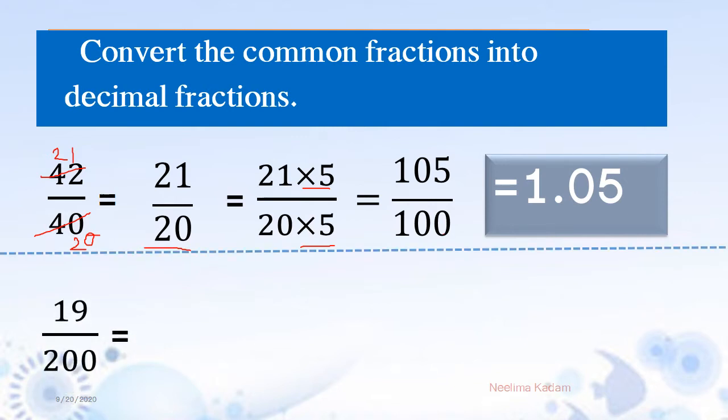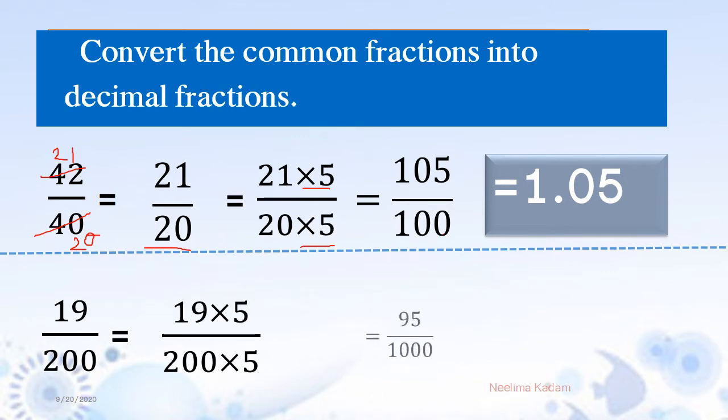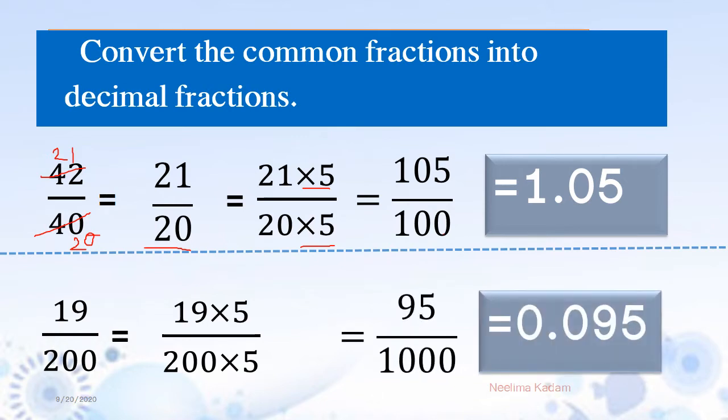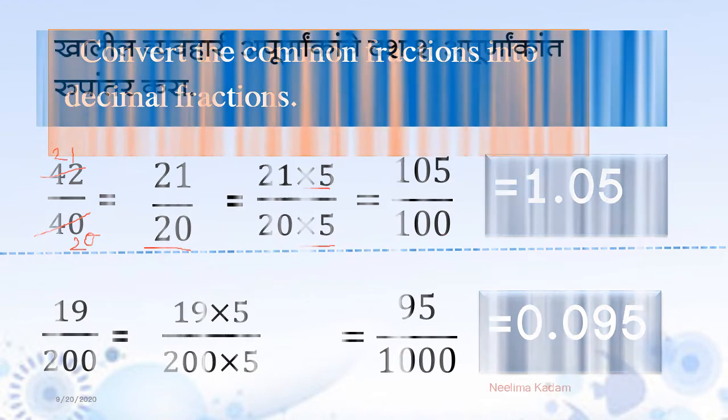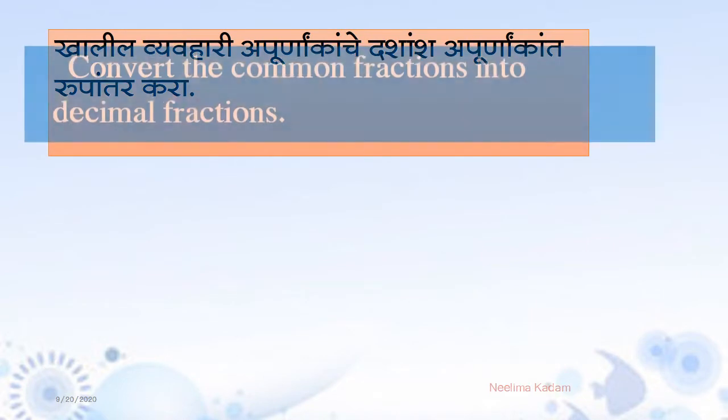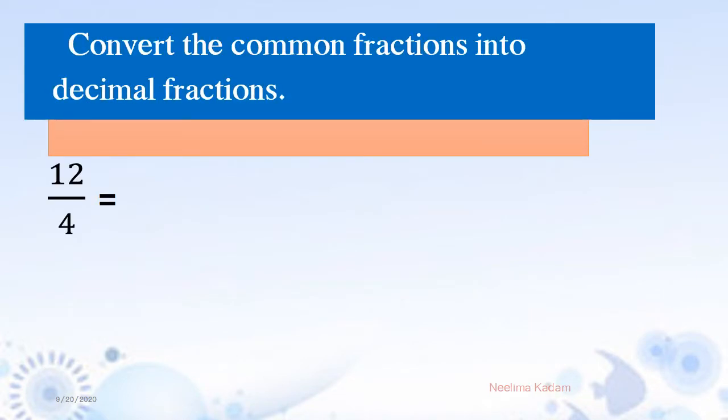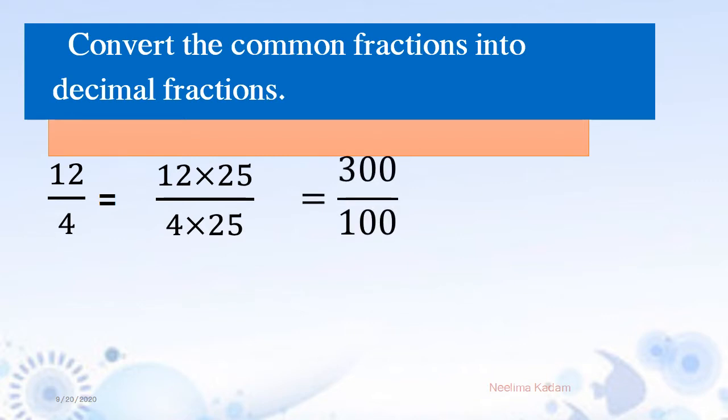Next 19 upon 200. Now multiplying by 5, it will become 95 upon 1000, so 0.095. Just now we have seen this example. 12 upon 4, again here multiplying by 25, so 25 into 4, 12 into 25, so it is 300 upon 100, so it is 3.